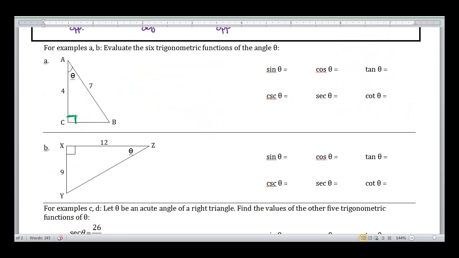In example A, angle C is our right angle, and that's going to make this side here, which we would call side C, the length of 7, our hypotenuse. I also want to point out that theta is up here at angle A. Since theta is at angle A, the side opposite theta, which we would call side A, the one between angles C and B, is going to be my opposite side. And so that only leaves me the length of 4, which we would call side B. That must be adjacent to theta.